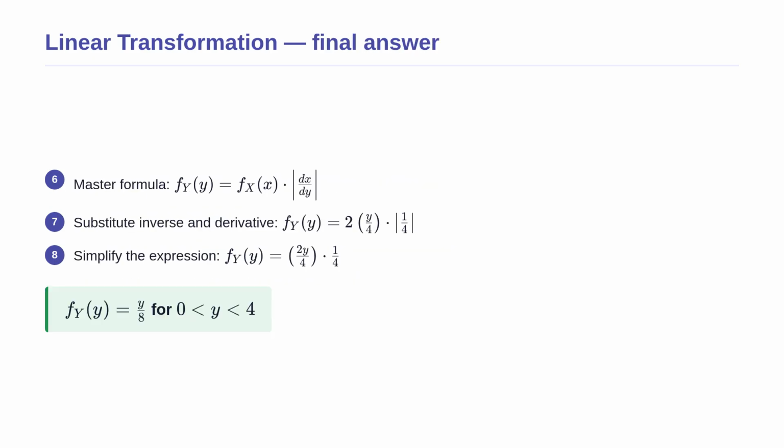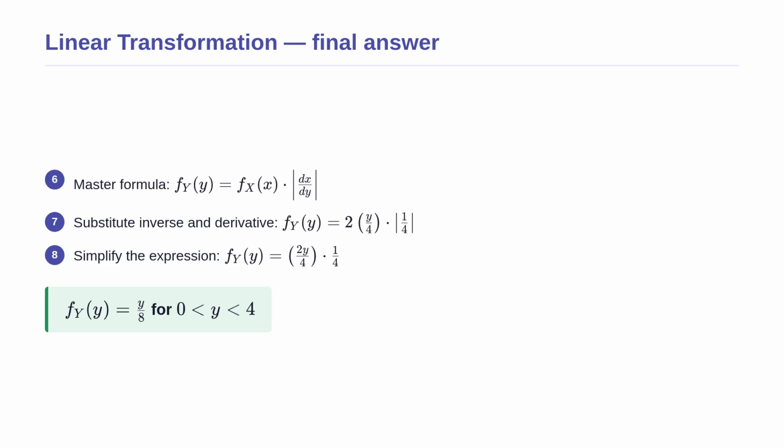Continuing with our example, we now plug our inverse and derivative into the master formula. We replace the x in our original density with y over 4 and multiply by the absolute value of our derivative, 1/4. Since 1/4 is positive, we can drop the absolute value bars. Multiplying the 2 into the fraction gives 2y over 4. Finally, multiplying the numerators and denominators together simplifies down to y over 8.